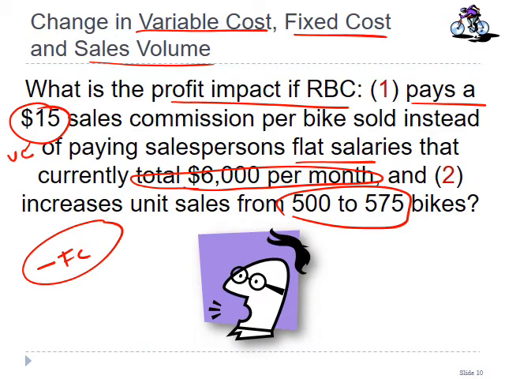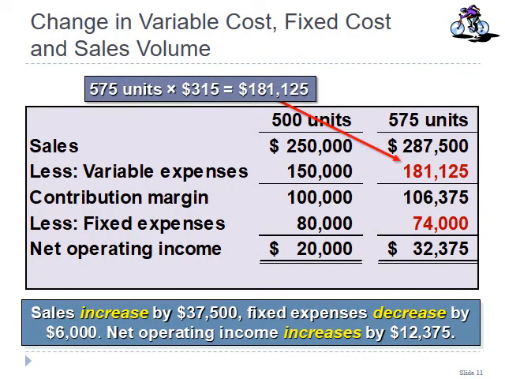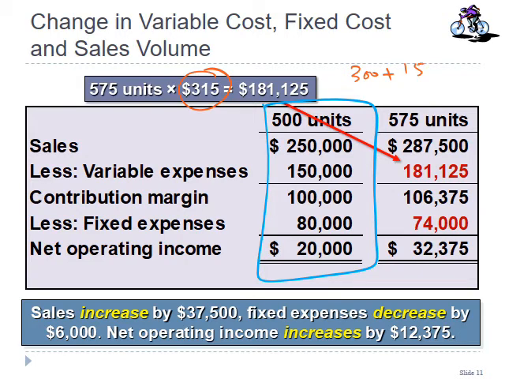Before going to the next section, I advise you to pause the screen here and try to solve it by yourself, whether this recommendation is suitable or not. So here the old scenario is mentioned. We know that our variable cost has increased by 15. This 300 was the previous variable cost, and now we have increased 15, and we have finished paying flat salaries of 6,000.